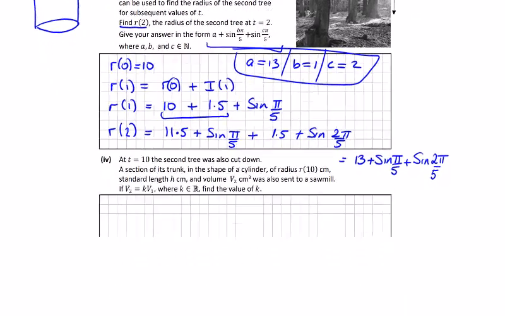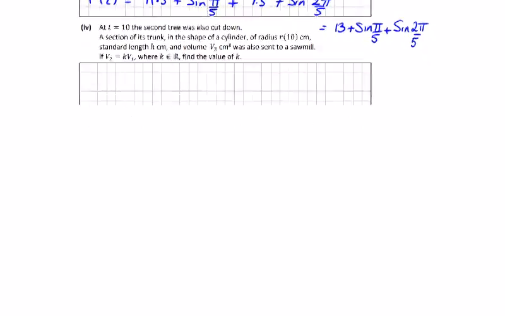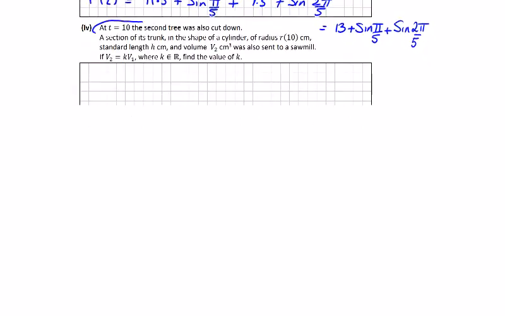And then finally, if you haven't lost the will to live with the leaving cert, at t is equal to 10, the second tree was also cut down. Now t is equal to 10 is going to bring us back to our graph. A section of its trunk in the shape of a cylinder of radius 10, standard length h, was also sent to a sawmill. So we've already seen the radius after 10 years. It's going to be equal to 1.5 by 10. The increase is going to be 15 centimeters. It was 10, so it's going to be 25.